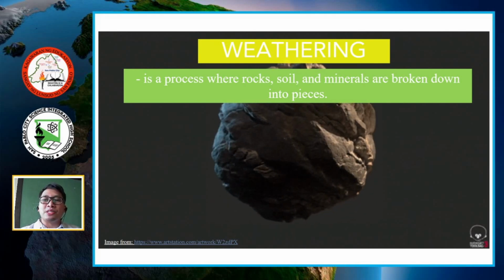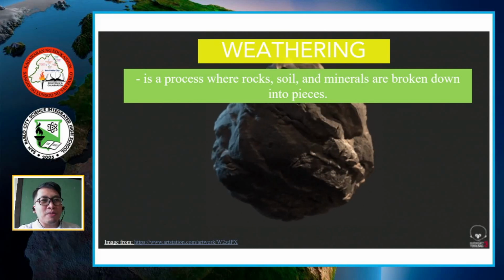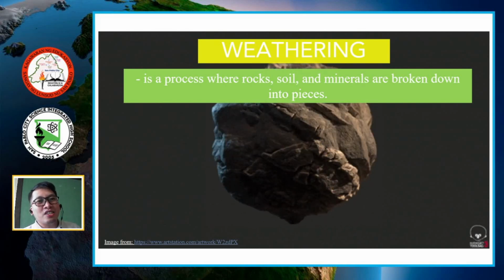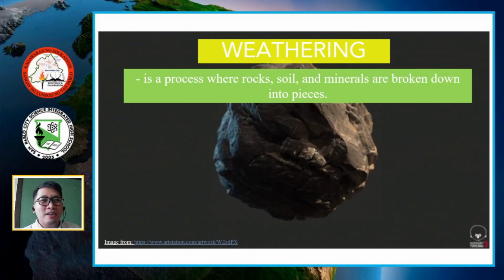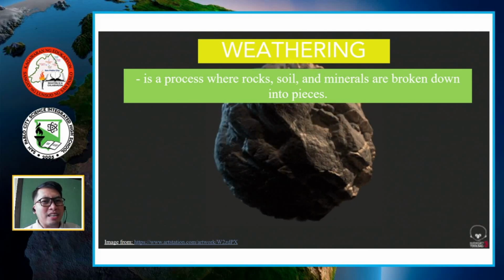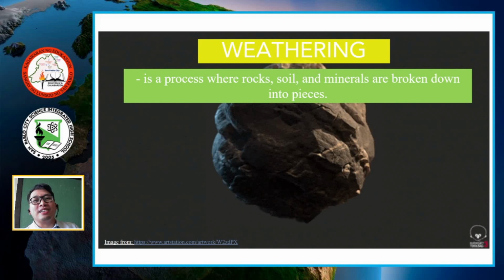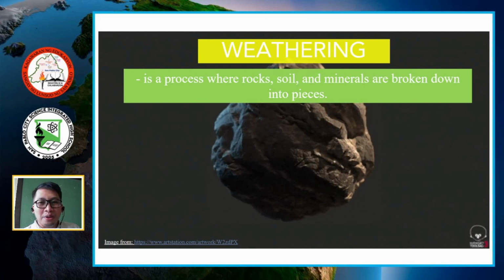Pwede rin siyang maganap sa soil, wherein, let's say, we have a compact soil. If you can still remember tilling or tillage, kapag tinitil natin yung lupa, from compact soil, nagiging buhaghag siya at naghihiwa-hiwalay yung components ng soil. It is also an example of weathering.